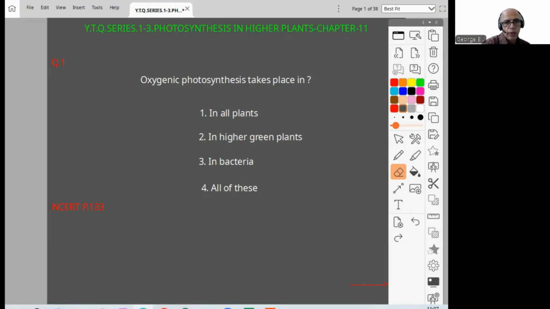First question. Oxygenic photosynthesis takes place in. Why did I put this question? If you read the heading of the chapter, photosynthesis in higher plants. Higher plants and lower plants, basically lower means bacteria-like organisms. You will know it from biological classification. There also photosynthesis will be there, but it is anoxygenic. But in higher plants, it is oxygenic. So a popular question based on the heading. Oxygenic photosynthesis takes place normally in higher green plants. Among the options given, we can select 2.